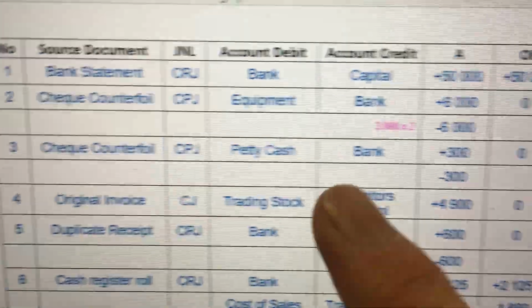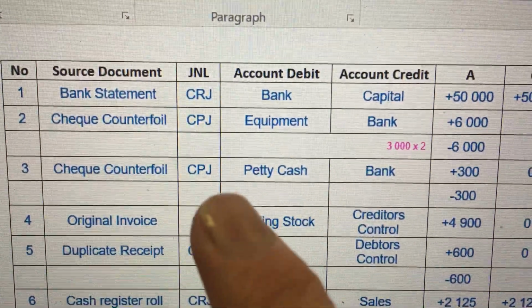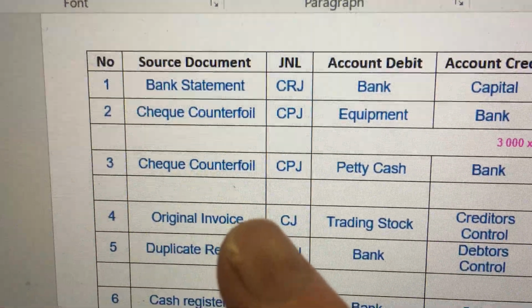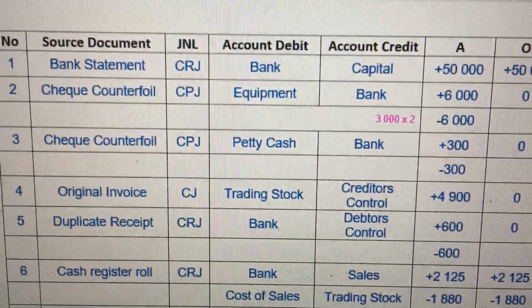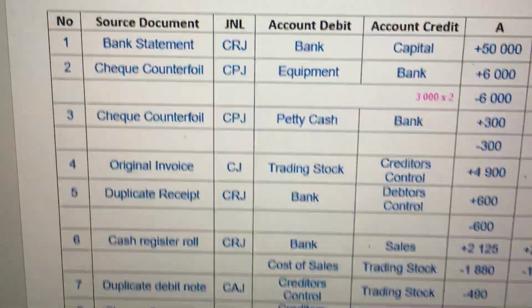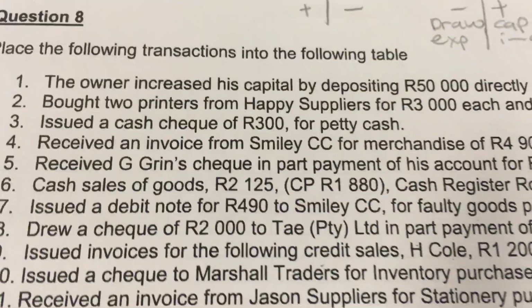When we buy on credit, we put it in the creditor's journal, and the source document is an original invoice because we are the customer. We received the original invoice. So your source document is an original invoice.